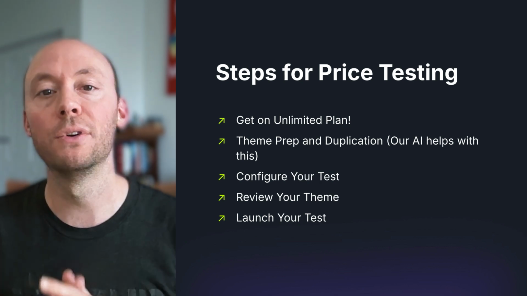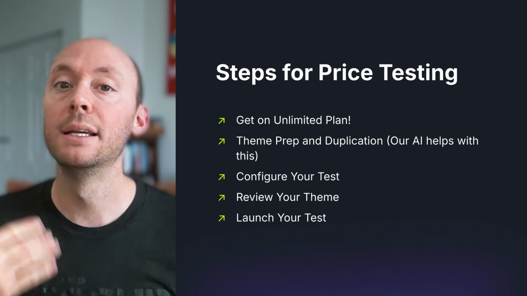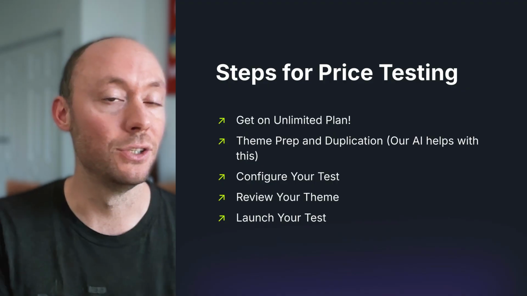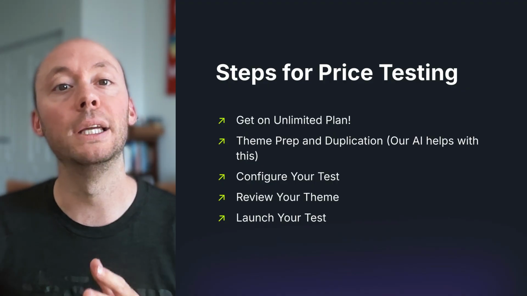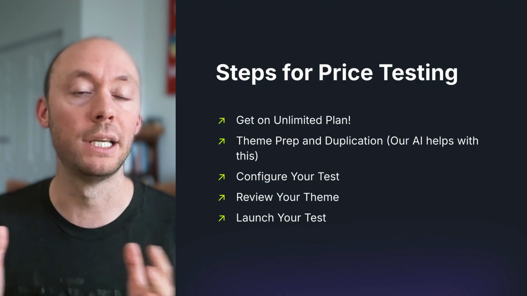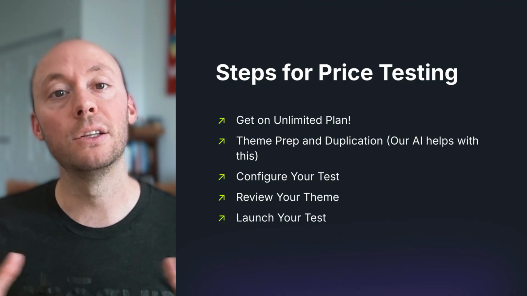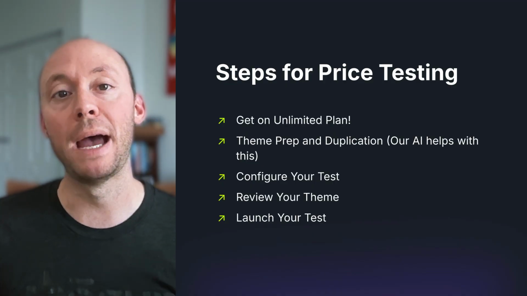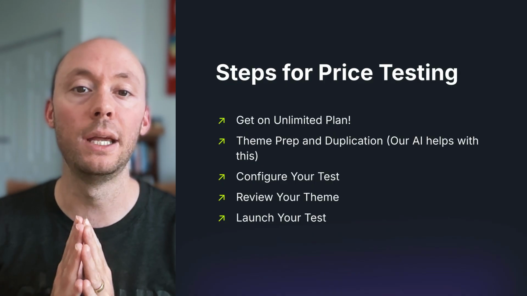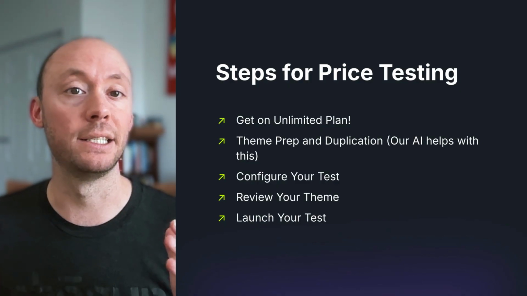Once that process is over, you're going to configure your test. Select the product you'd like to price test, enter in the new price that you'd like to try, and set up all the test options like you would normally in Shogun A/B testing for any other test type. Then you're going to review your test and review your theme, make sure everything looks good before you set it fully live. And then you're going to launch your test, sit back, and watch the data roll in. So those are, from a high level, your steps that you're going to take for price testing.